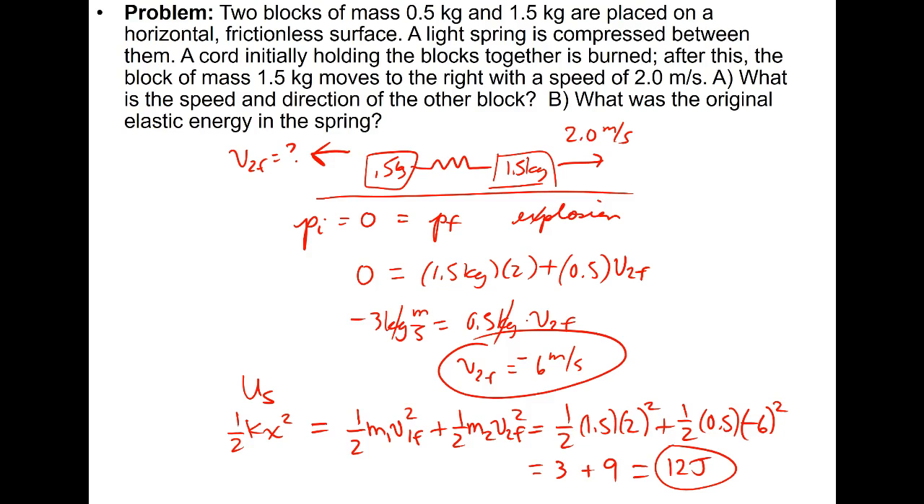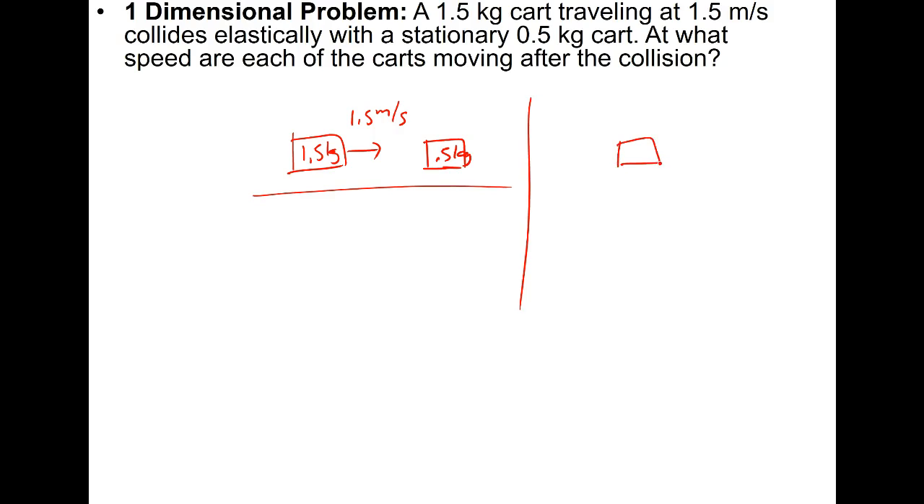Okay, we're going to do one more example, and this time we're going to do an elastic collision, and then we're going to do two-dimensional. So we'll finish up this lecture with a 1D elastic example, and then we'll move on to 2D. Now we have the same 1.5 kilogram cart moving at 1.5 meters per second, and it's going to collide elastically with a 0.5 kilogram stationary cart, and we want to know at what speeds each of the carts is moving after the collision.